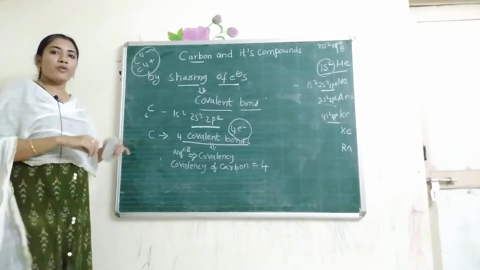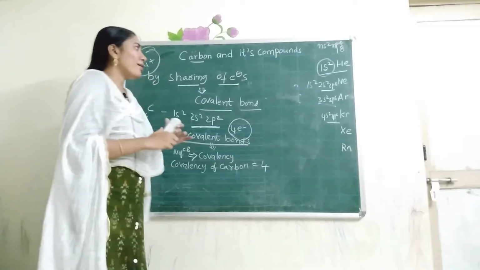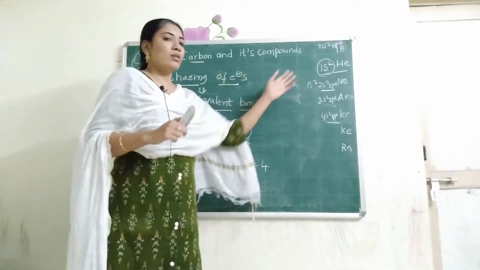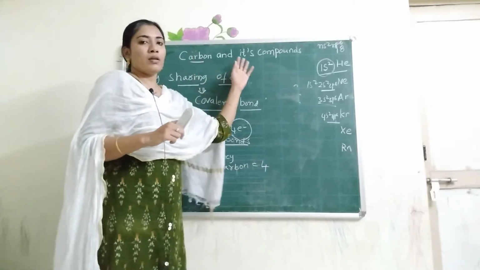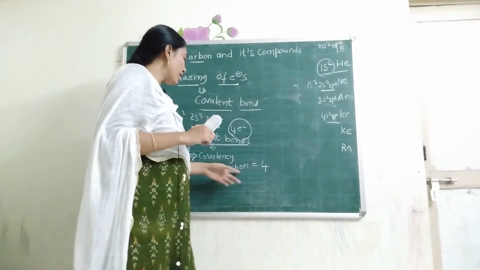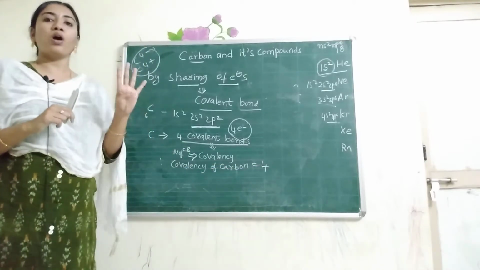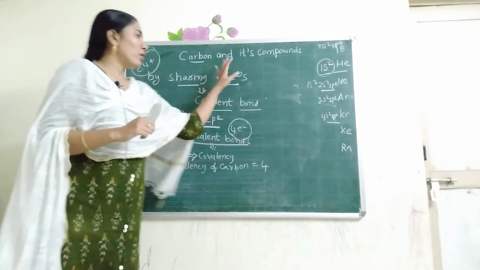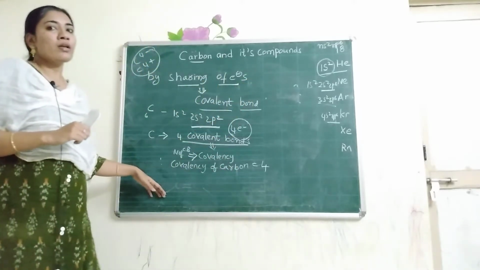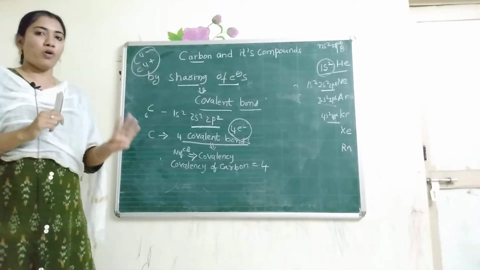What is the covalency of carbon? It is 4. In almost all of its compounds, the carbon exhibits the covalency 4. That means it can form 4 covalent bonds. In all of its compounds, the carbon forms 4 covalent bonds. Okay.